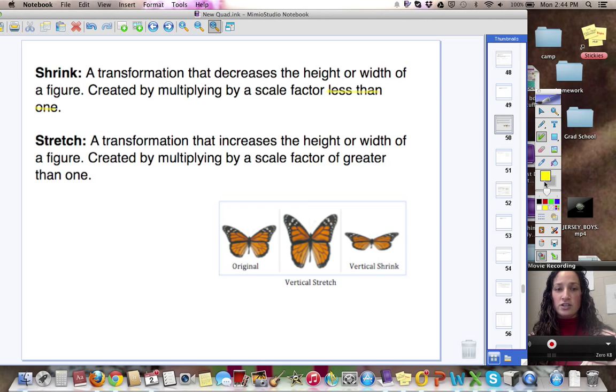Our stretch is a transformation that increases the height or width of a figure, and it's created by multiplying by a scale factor that is greater than 1. So this one would be greater than 1. Down here you can see that if this is our original figure, our vertical stretch is making it move up, like it's increasing in height. It's getting skinnier almost. And our vertical shrink is making it kind of fat and short and stubby.